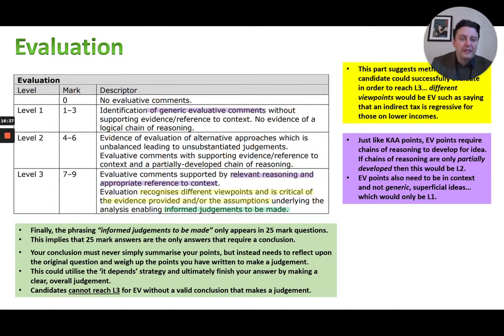So with that first point again, your evaluation, don't just say an indirect tax is regressive for those on lower incomes. Really break it down. Like, why is it regressive for people on lower incomes? Use ideas in elasticity, income elasticity of demand, elasticity of demand, and really go into detail on the analysis of how indirect tax would hurt lower incomes more.